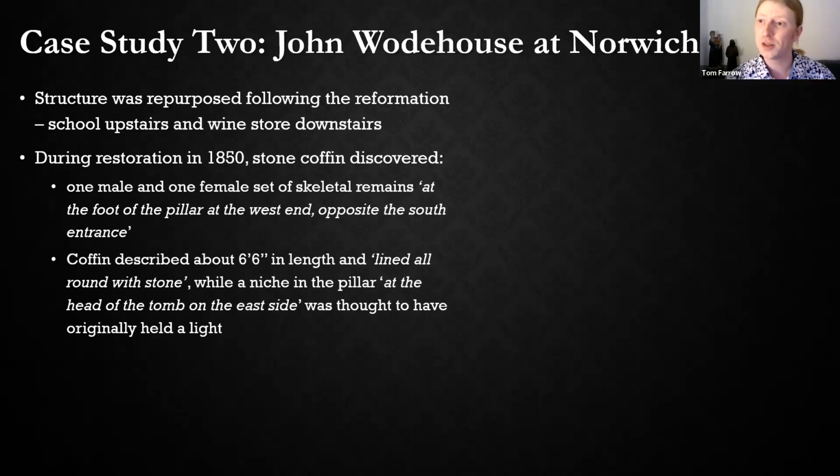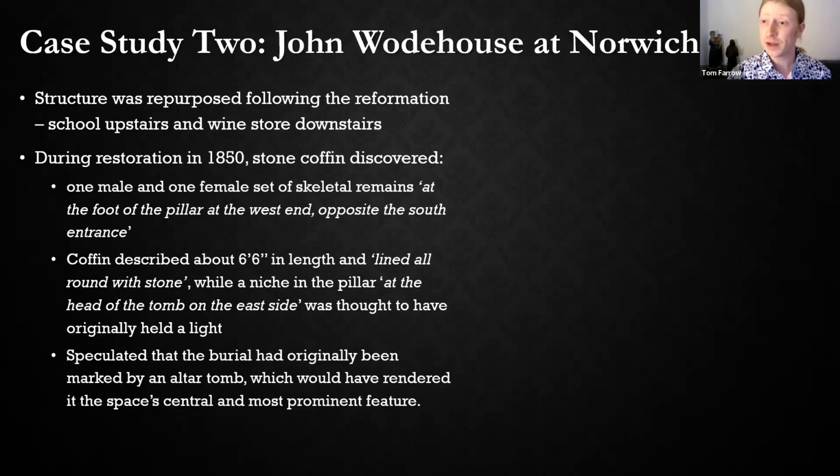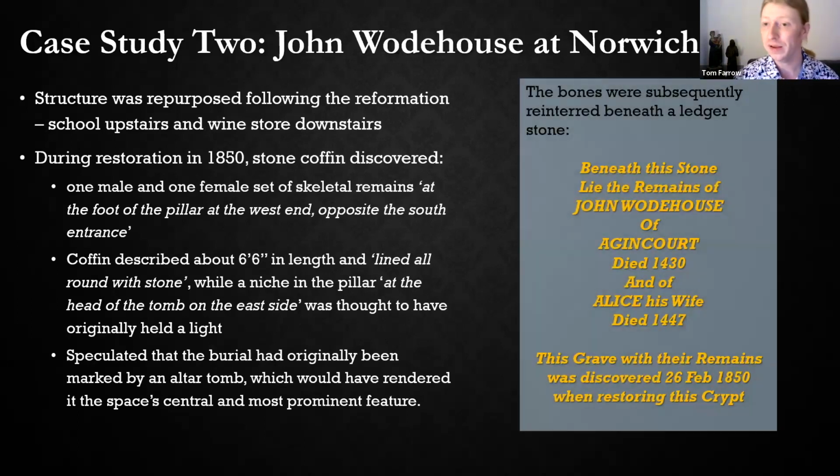There was a niche in the pillar which was said to have contained a light, and it was speculated that the burial had originally been marked by an altar tomb. And if that were the case, this would have rendered it the space's central and most prominent feature. The bones, just out of curiosity, were subsequently reinterred beneath a mid-19th century ledger stone with an inscription that sort of covers what we've covered so far.